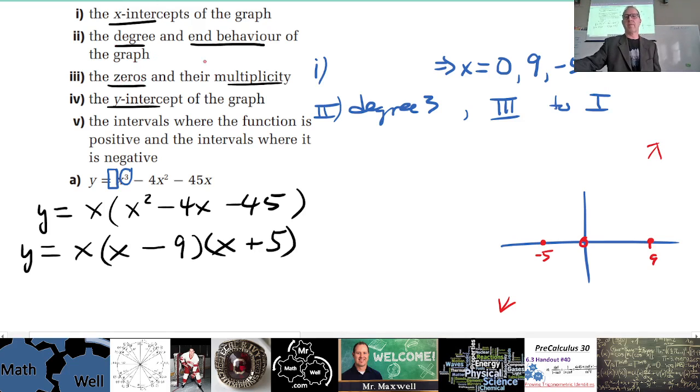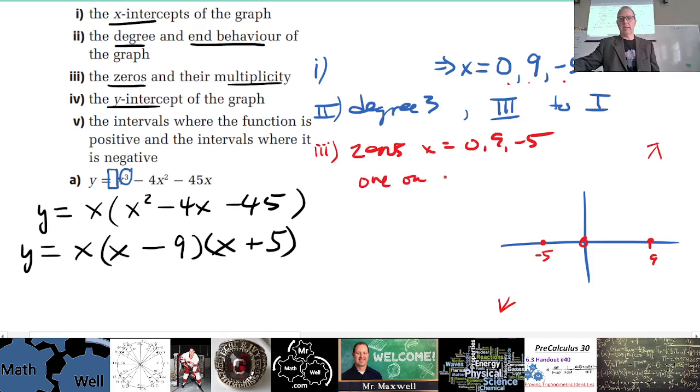Zeros and their multiplicity. Well, we know the zeros are negative 5, 0, and 9. That's the same as the x-intercepts. So the zeros, x equals 0, 9, negative 5, same as the roots. And the multiplicity on each one is 1, right? 1 on each factor. There's a 1 there, there's a 1 there, and there's a 1 there. Because these are 1, the graph is just going to cross straight through at those spots.